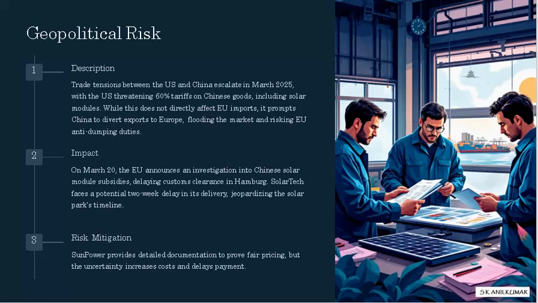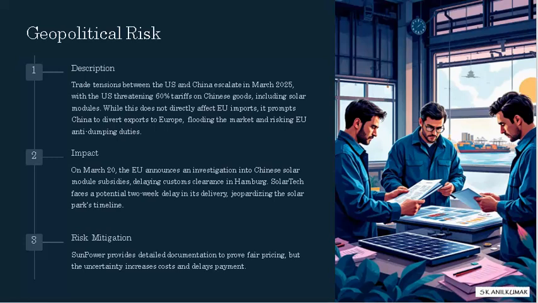The most important risk is the geopolitical risk. What is it? The U.S.-China tensions are escalating. The U.S. is threatening 60% plus tariffs on Chinese goods, including solar panels, which is green energy. This does not directly affect Europe, and Europe is encouraging green energy, but it prompts China to redirect its exports to Europe. So the quantity, quality and other aspects of what China is trying to do is an important concern for Europe. Flooding the market is risking Europe. So anti-dumping has to be taken care of by the entities in Europe.